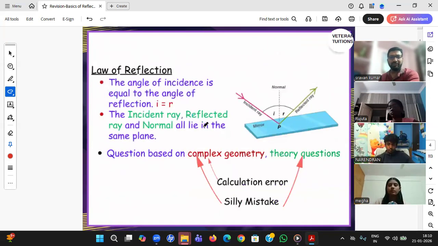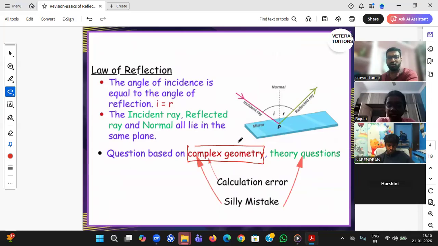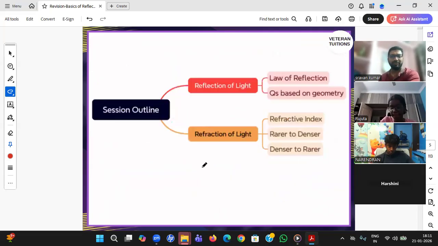Two laws. Then what was the maximum mistake students do? There's a little geometry involved there, so be very cautious in finding the answers. Sometimes they will give the angle to the plane mirror, sometimes they will give it to the normal. So you need to be careful. Then we went to the refraction of light.